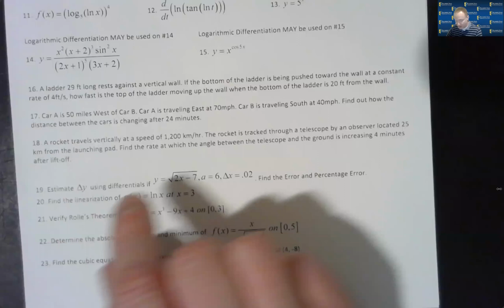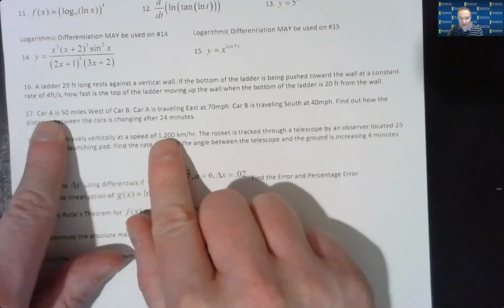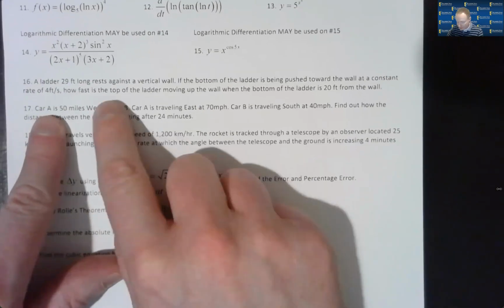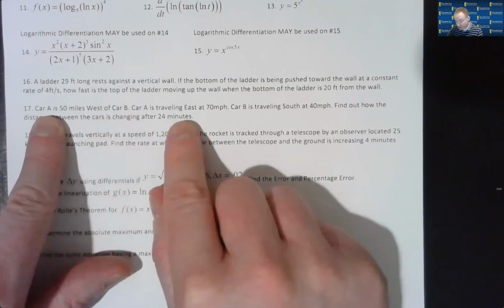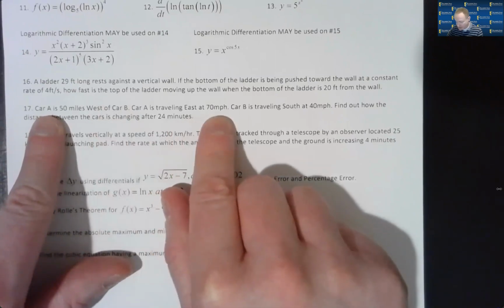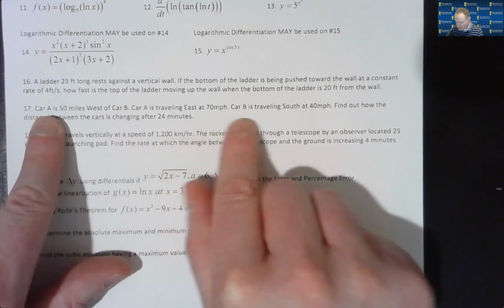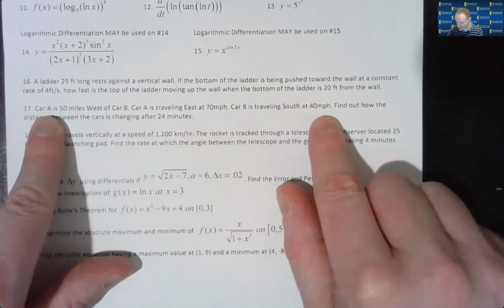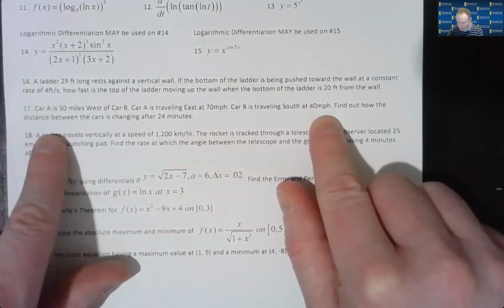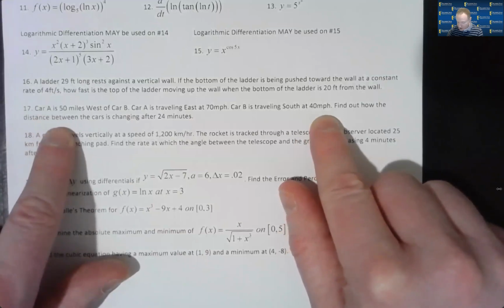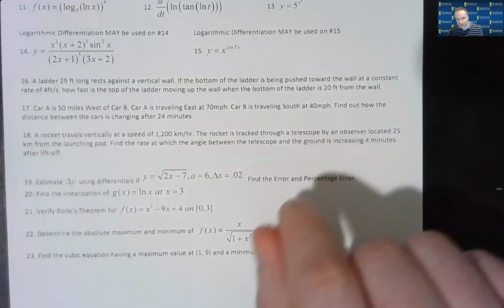In it, I tell you that car A is 50 miles west of car B. Car A is traveling east at 70 miles per hour. Car B is traveling south at 40 miles per hour. Find out how fast the distance between the cars is changing after 24 minutes.